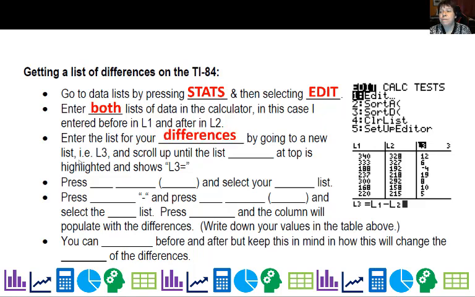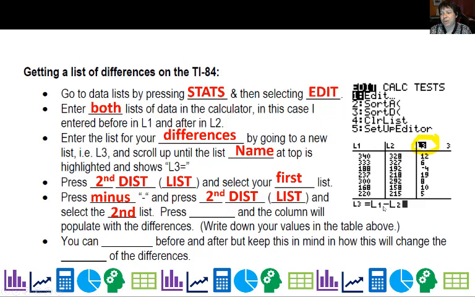Enter the list for your differences by going to a new list, L3, and here I scrolled up all the way to the top so that this is highlighted right here. And that shows L3 equals. Then to get this L1, I press 2nd, LIST, which pulls up the list names, and select your first list, the one you're subtracting from. Then press minus, and then press 2nd LIST again, and then pick your second list. In this case, it's list 2. It can be whichever two lists you want to work with.